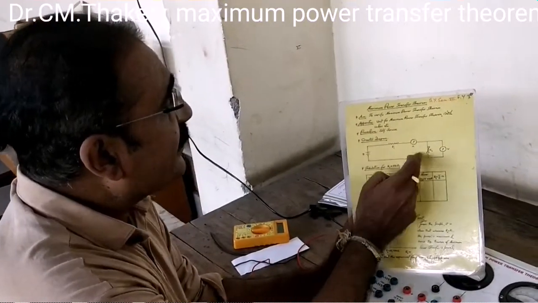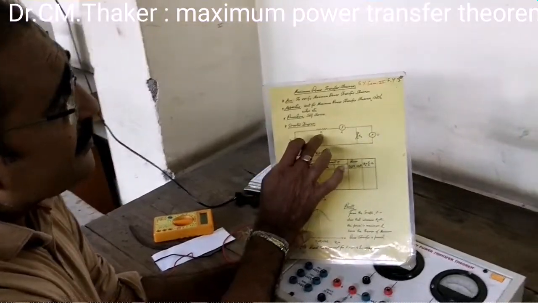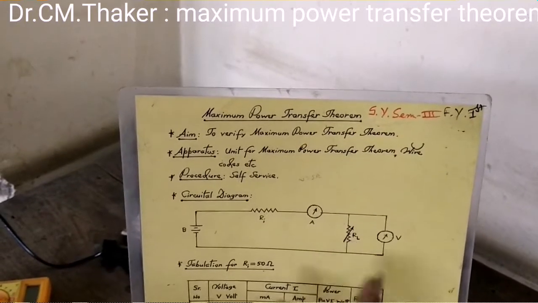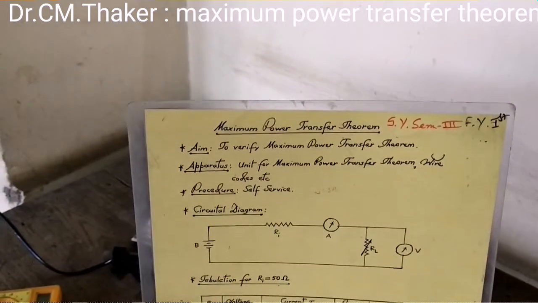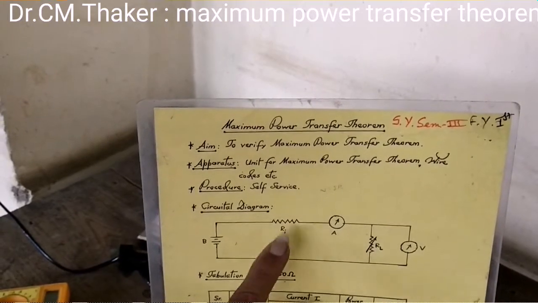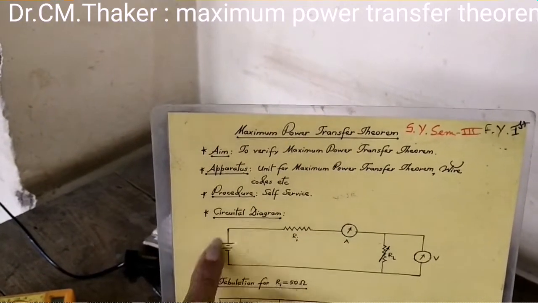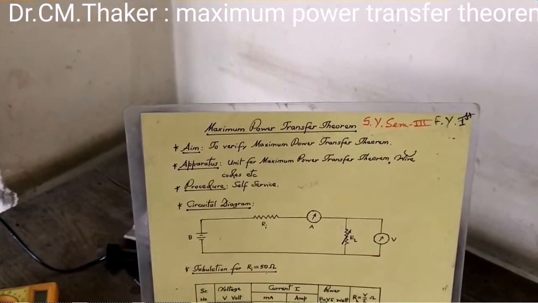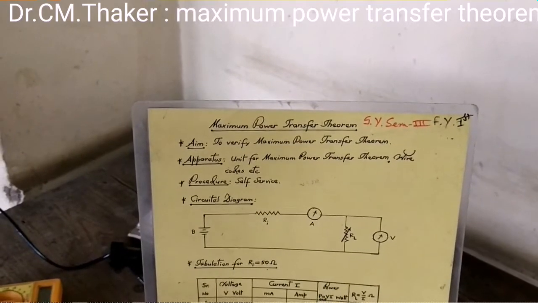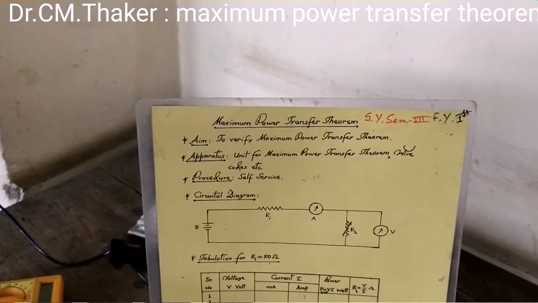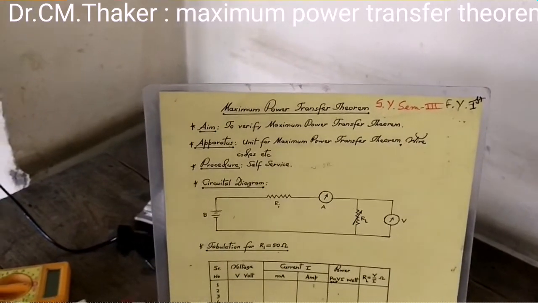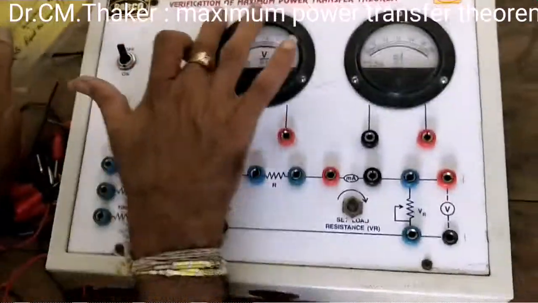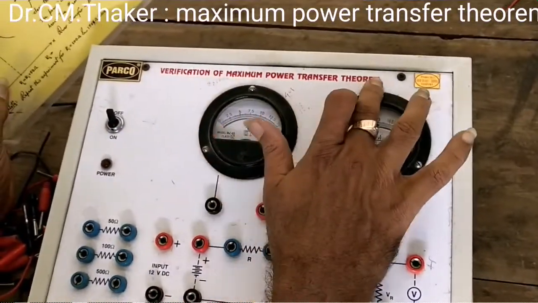So how to provide maximum power? Suppose this is your circuit and this is your internal resistance Ri, and you connect the load resistance to this circuit. If the load resistance value is almost equivalent to the total resistance of the circuit, then power will be transferred at maximum. That practical we are going to perform and verify whether this rule is right or wrong. The name is verification of maximum power transfer theorem.